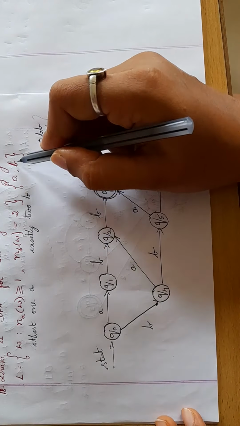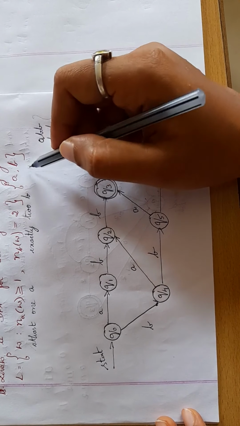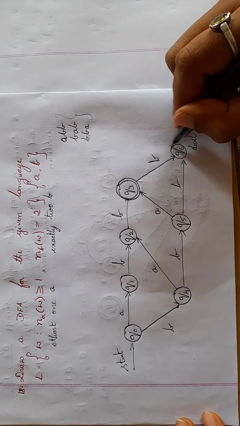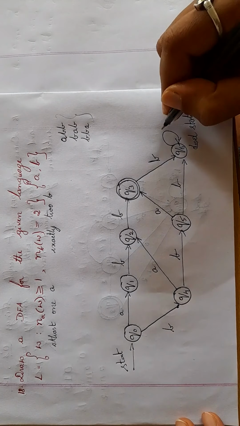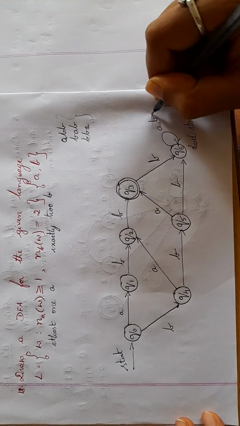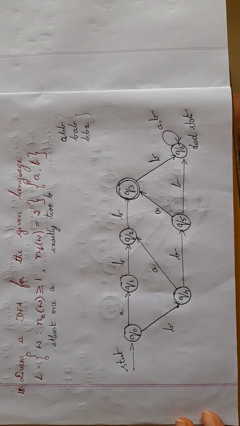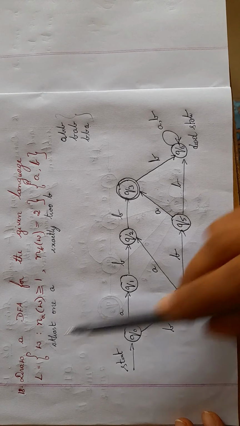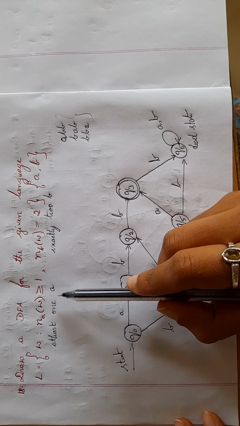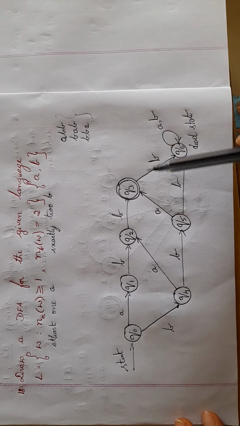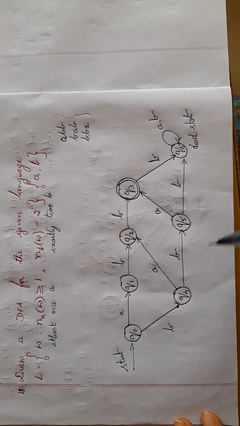I have A and B in the given alphabet. So I will simply loop it here, that is A comma B. Next it is A. So what about A? So at least one A. It means that I can have any number of A's with any combination.